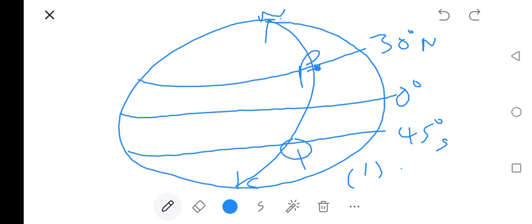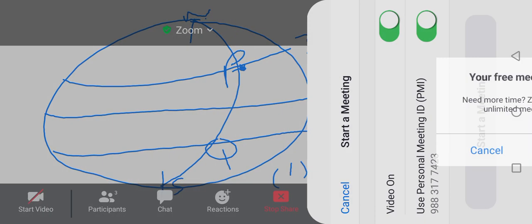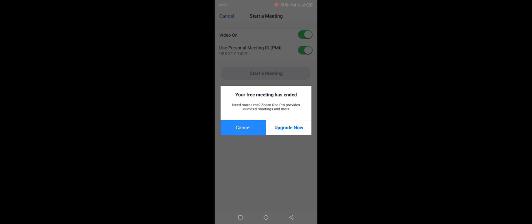So on X is what we are finding. 30 degrees. Yes, we are finding for 30 degrees.